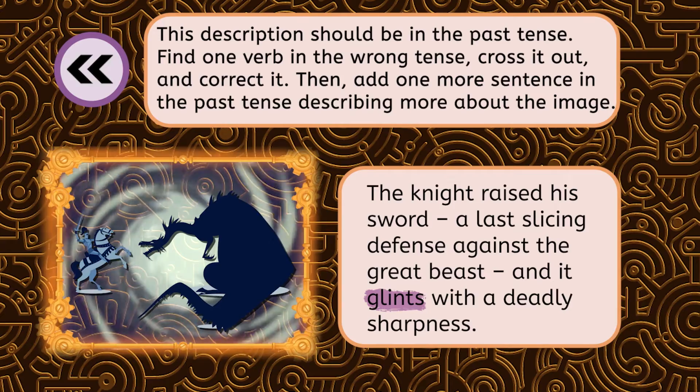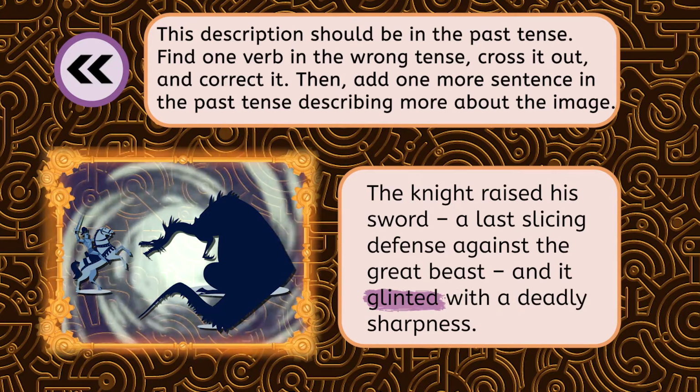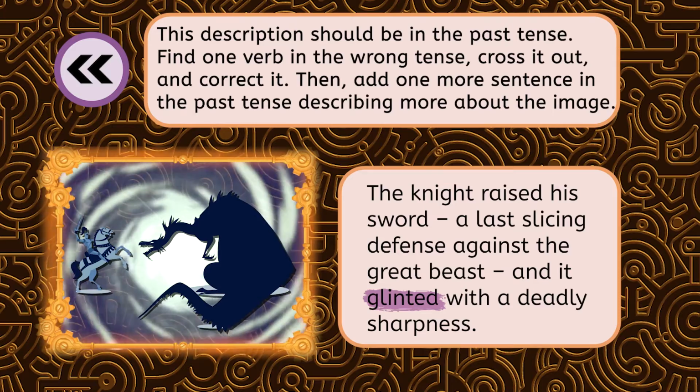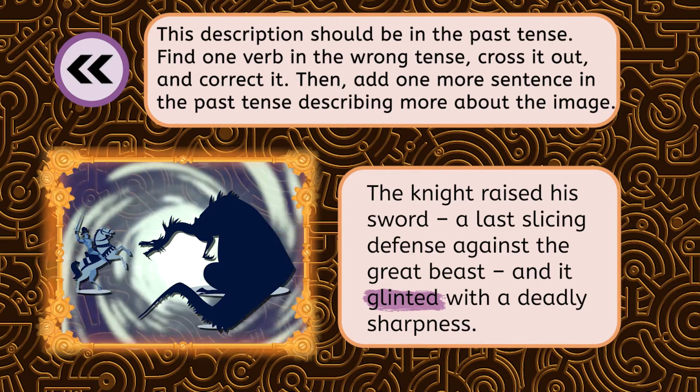The verb glints should be changed to glinted to keep the past tense consistent. Double check your own sentence too to make sure it's in the past tense. It worked! The clock tower labyrinth is shifting gears all around us into present tense, according to Mia's map. Let's go.